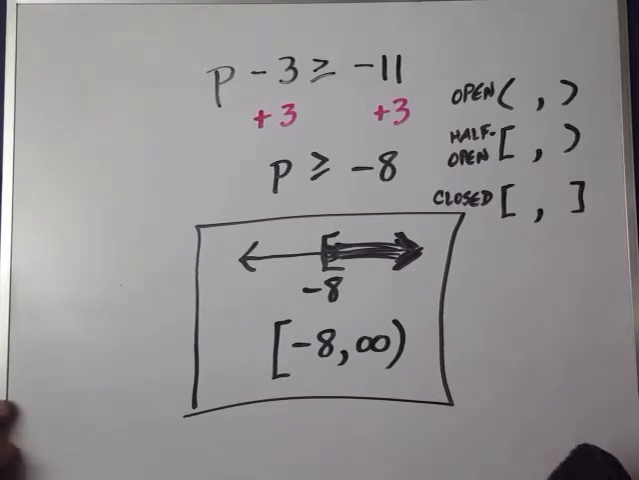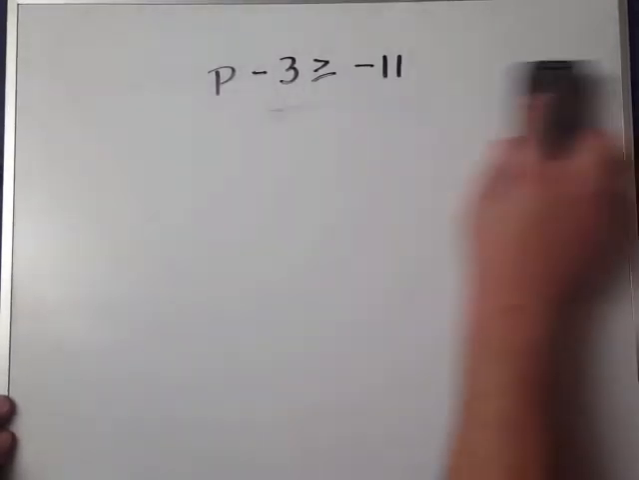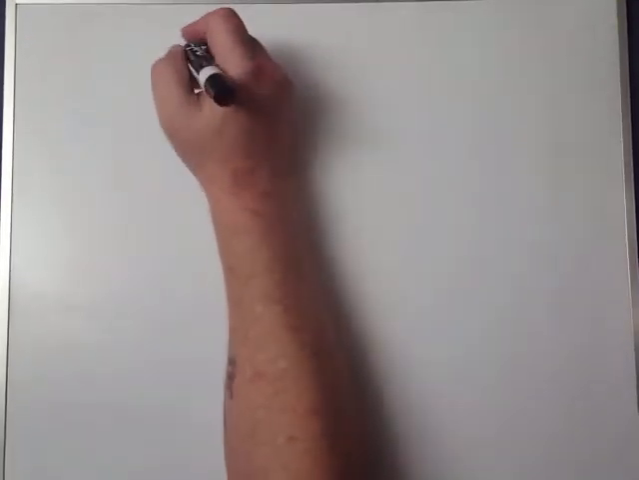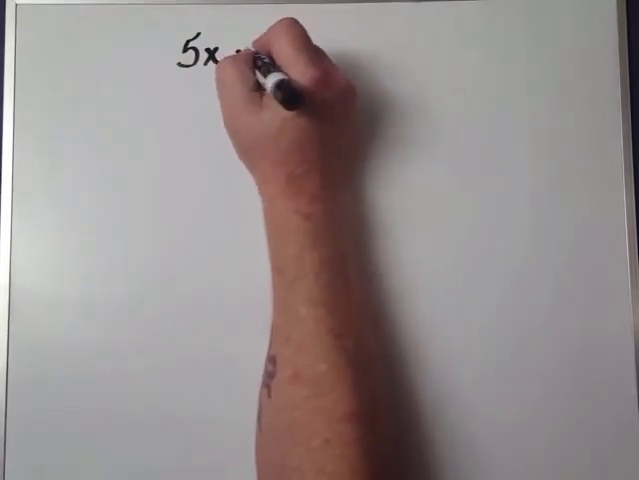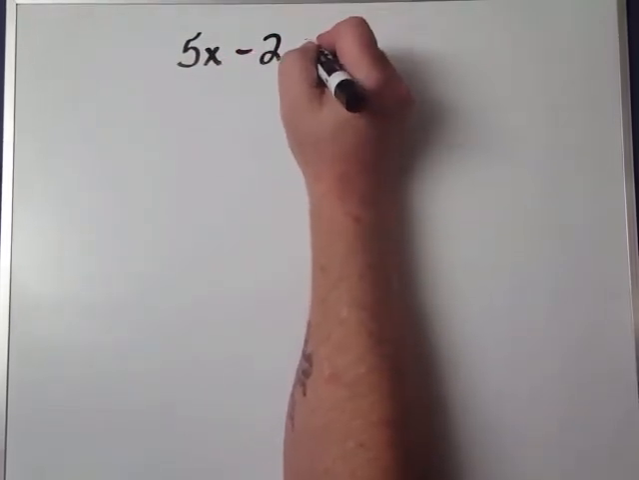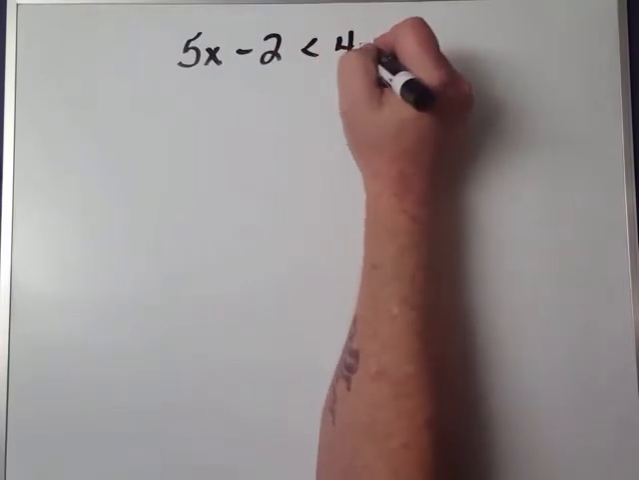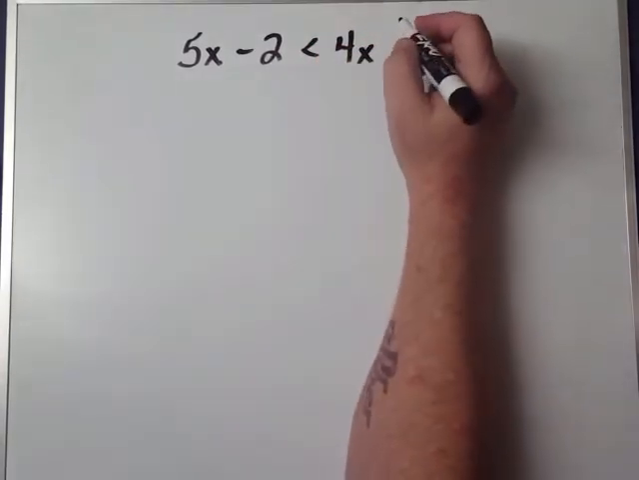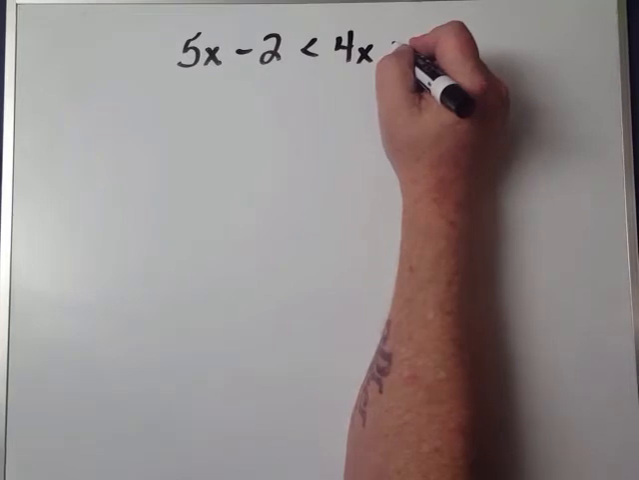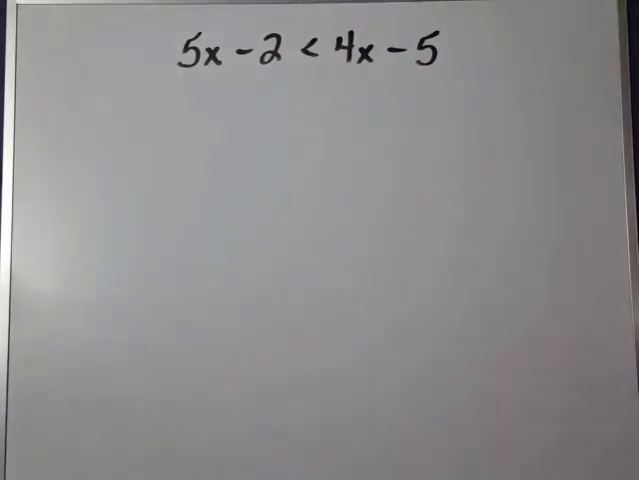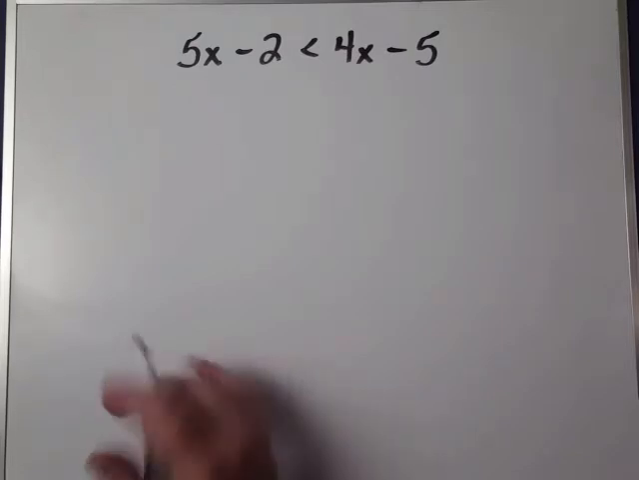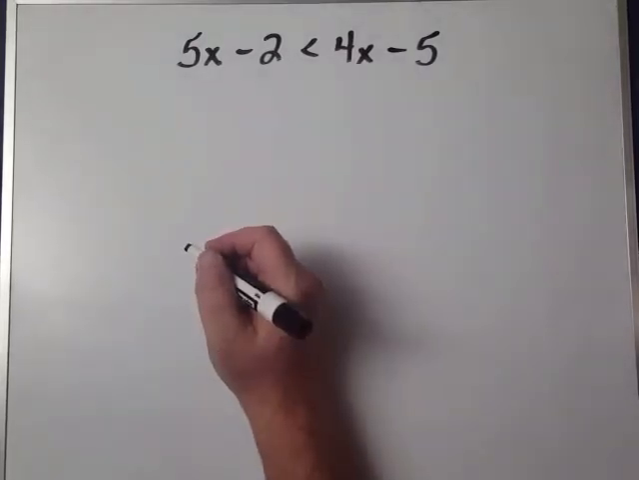Let's try number 24. Again, we're asked to solve, giving both the interval notation and the graph. And even if all I ask for on a quiz or a test is the interval notation, I still recommend that you draw a graph just because it makes the interval notation so easy to come up with.